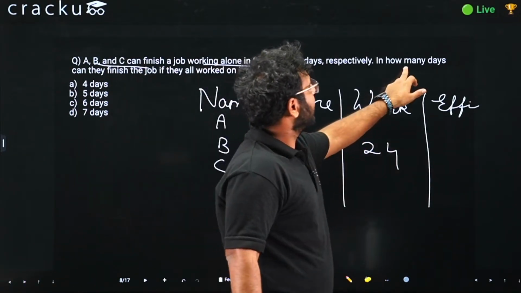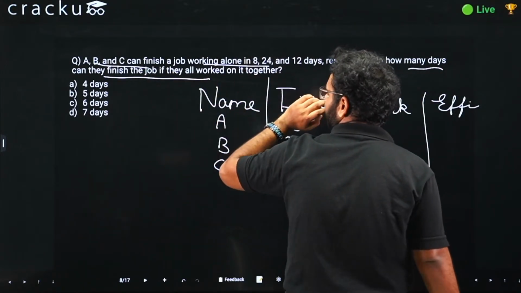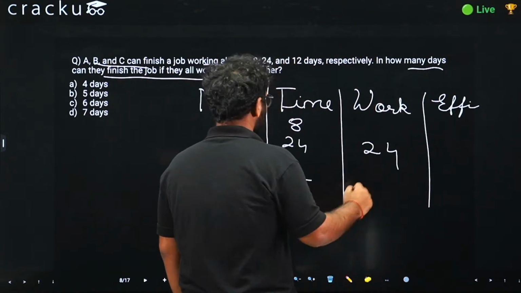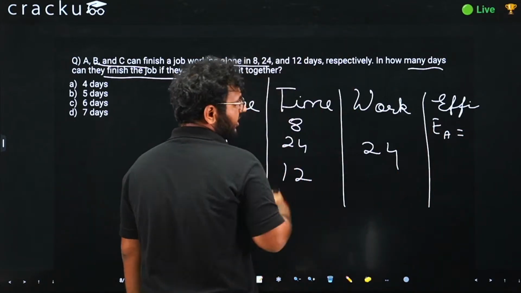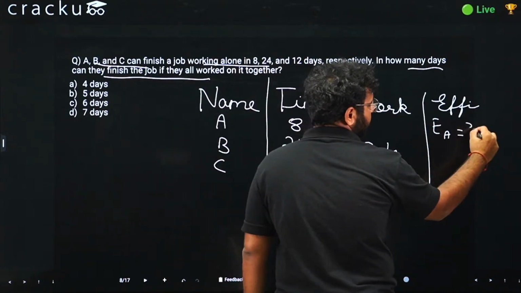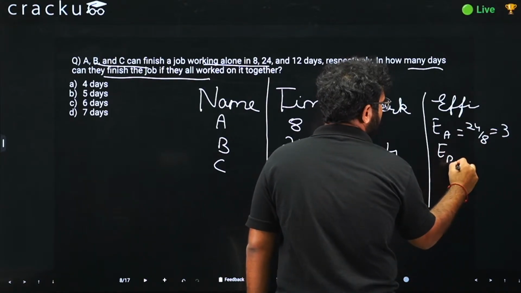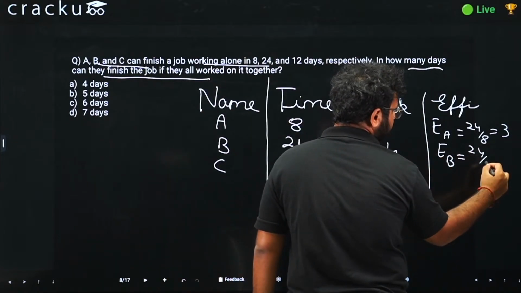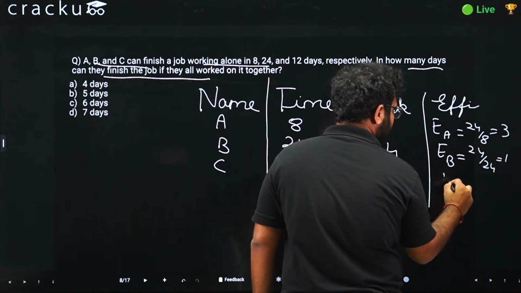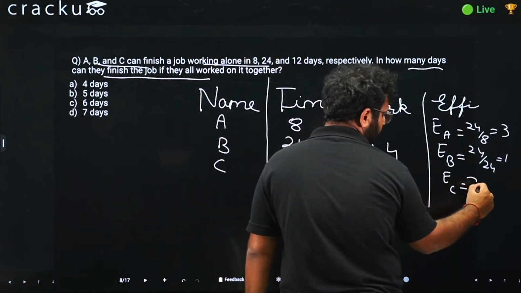Now it is asked how many days can they finish the job if all of them work all together. Okay, so efficiency of A would be what? Work upon time, which is 24 by 8, which is equal to 3. Efficiency of B would be what? 24 by 24, which is equal to 1. And efficiency of C would be what? 24 by 12, which is equal to 2.